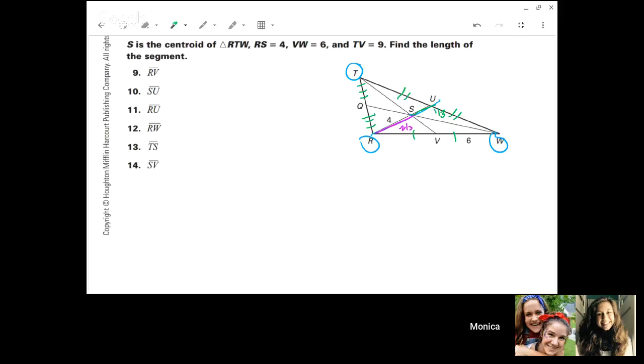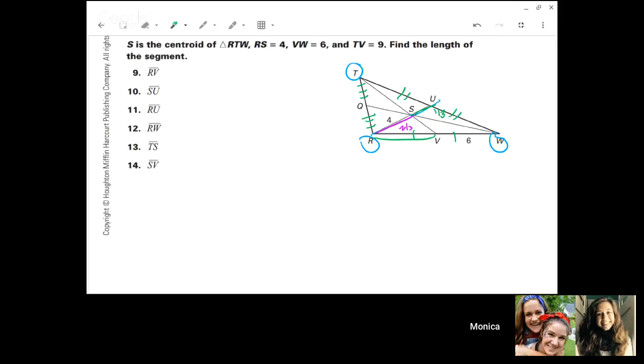So now we've got our picture kind of marked up, so we can look at it and see, all right, now what do we know about RV? RV is this length here, right? It's got one tick mark in it. So we have another part that only has one tick mark. So how long would RV be? Yes.